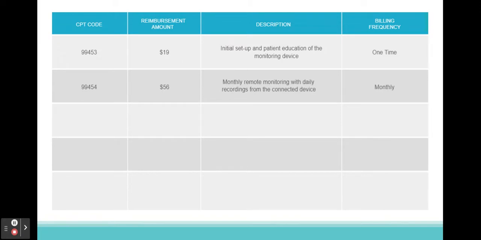99454 is a monthly billable code that includes daily use of the device or devices, and it will only trigger once the patient takes a total of 16 readings within a calendar month.